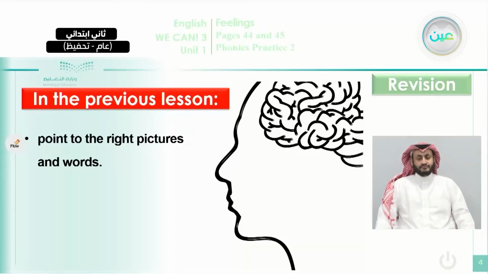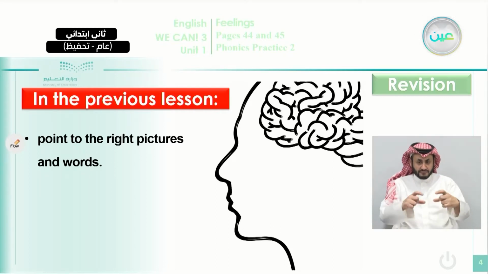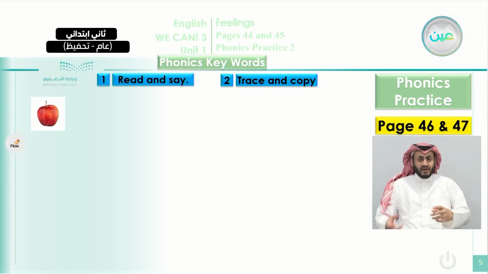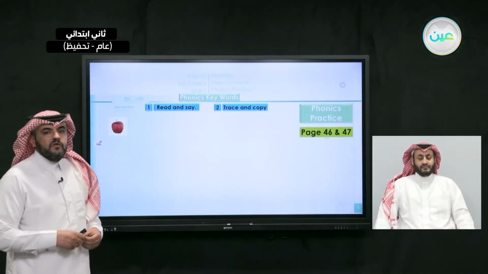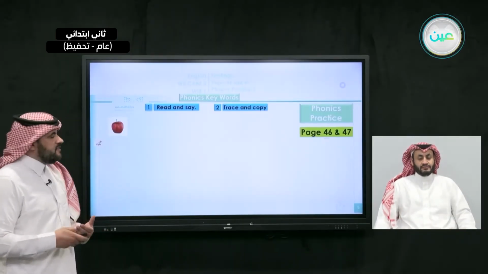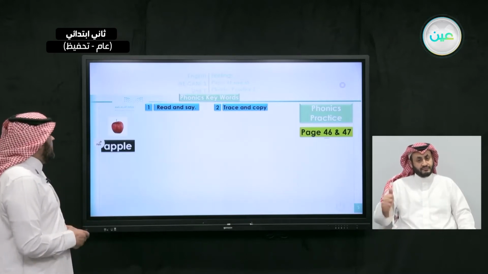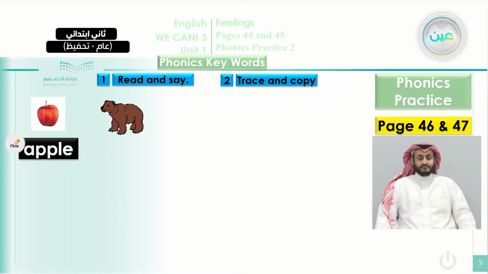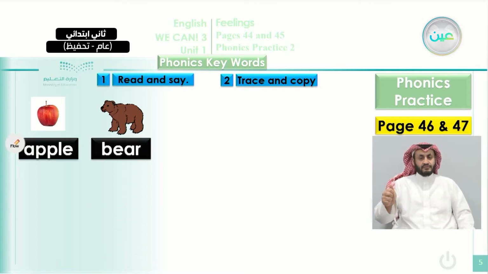You remember in the previous lesson, we studied how to point to the right picture and words, and we are going to take some examples. If you have this picture, you can tell me now what is this picture? It's a picture of what? It is a word that starts with A. You can guess? Okay, excellent. It is apple. We can say it is an apple. The next one here, what is it? What is this? Starts with B. It is a bear. We can say this is a bear.